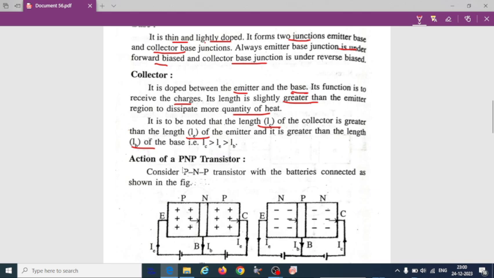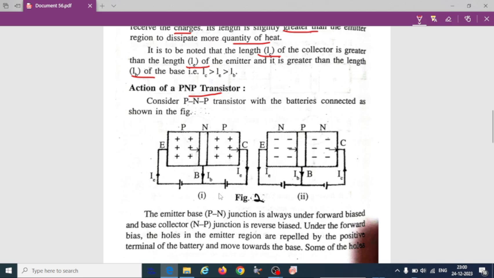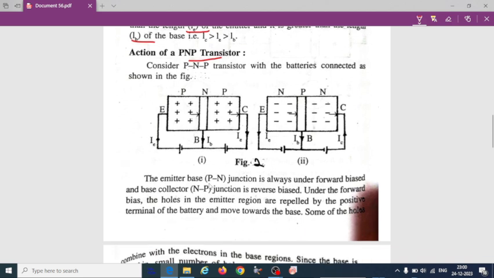Action of the transistor: how the PNP transistor is going to work, then we can study NPN. So the PNP transistor with the battery connected is shown in these two figures. Here the emitter base PN junction is always under forward bias. So we can see the diagram here: emitter, base, collector. Here the majority carriers are holes. So here the PN junction is always forward biased and the base collector is reverse biased.